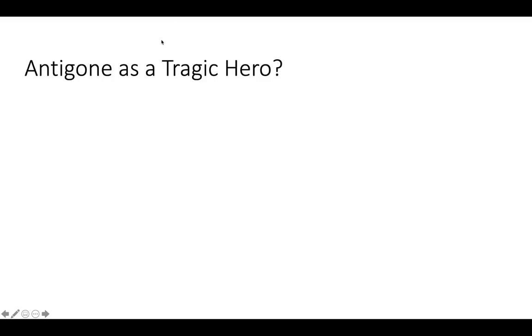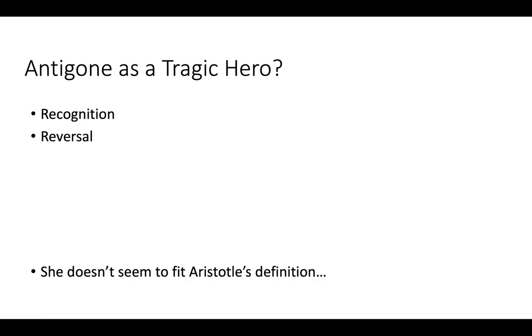So we ended last lecture thinking about Aristotle's definition of a tragic hero and if Antigone features within that definition. Does she really have a recognition scene where she comes to realize something she hadn't known in that way before? She doesn't really. All the other heroes we've been contemplating in the last few texts have these moments of recognition where they realize something. But for Antigone, she seems very determined throughout her play.